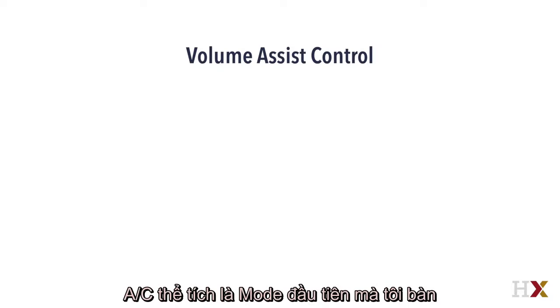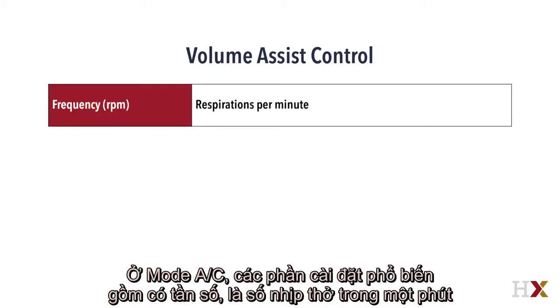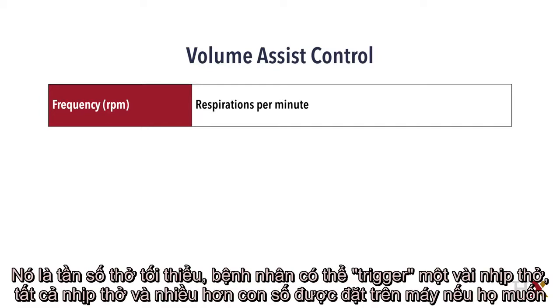Volume assist control is the first mode I will discuss. Assist control modes share the common setting of requiring a frequency, which is respirations per minute. It is the minimum breathing frequency, and patients can trigger some of the breaths, all of the breaths, and more breaths than what is set by the ventilator if they would like.